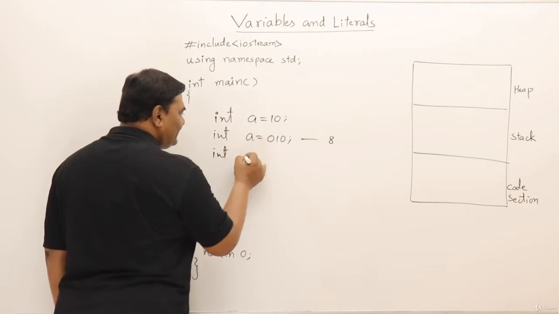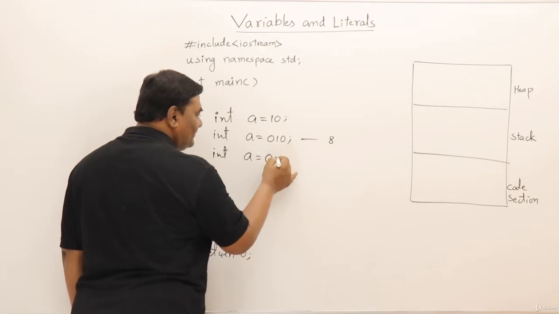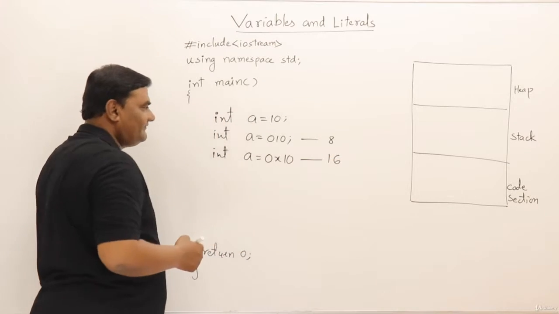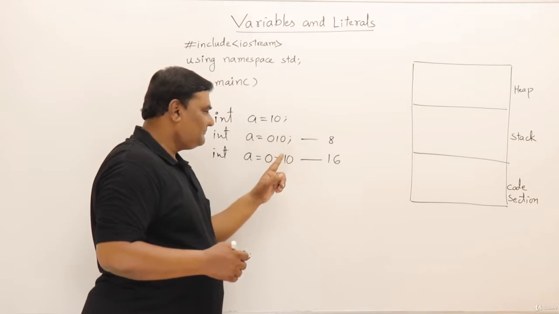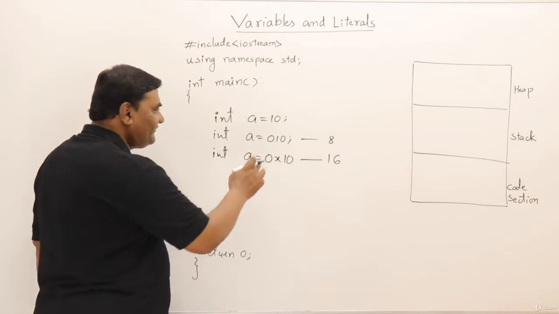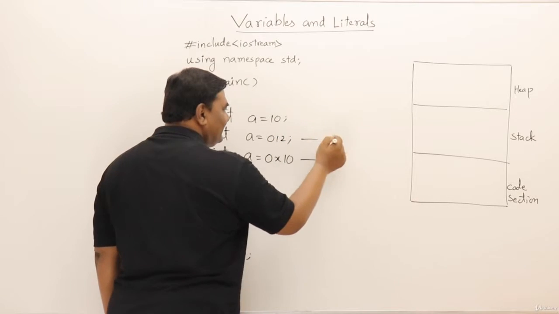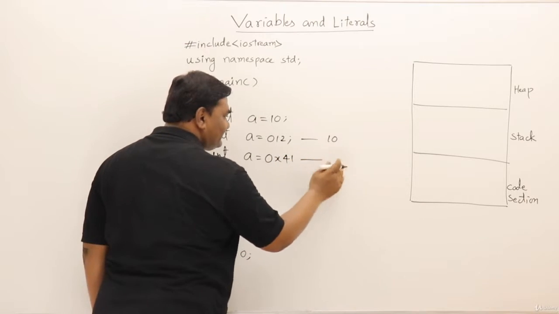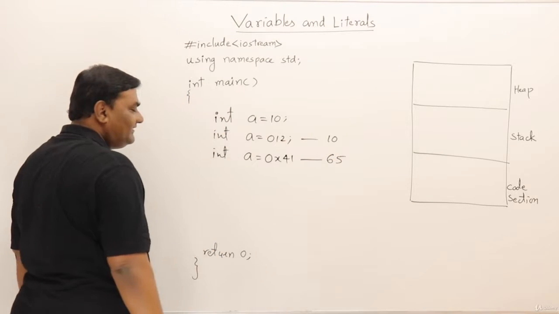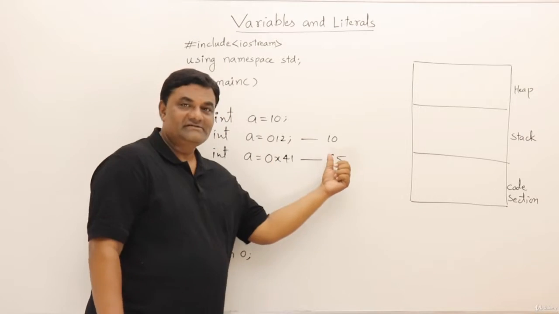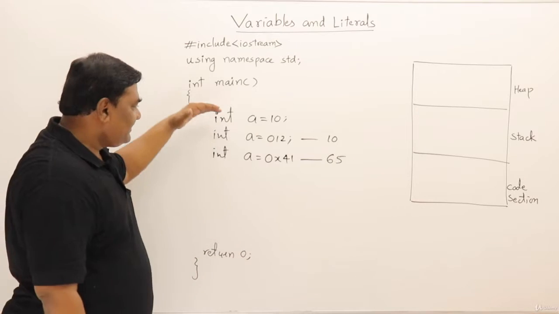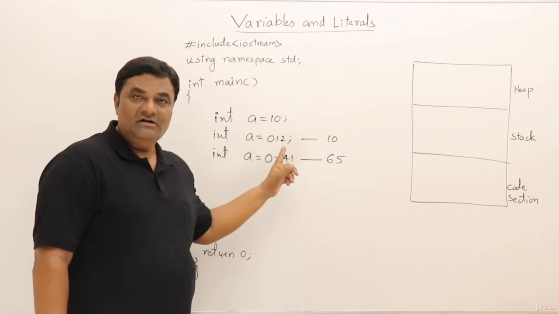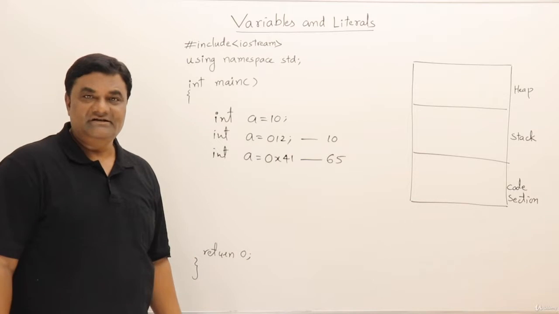Or I can also assign a hexadecimal value, that is 0x10. If I am assigning this, this will be 16 in hexadecimal form. This is a decimal number, this is an octal number and this is a hexadecimal number. Instead of 10, if I write 12, then this is 10 in decimal form. Instead of 10 here, if I write 0x41, then this is 65 in decimal form. So for integer type variables, we can assign a literal in a decimal number system or octal number system as well as hexadecimal number system.